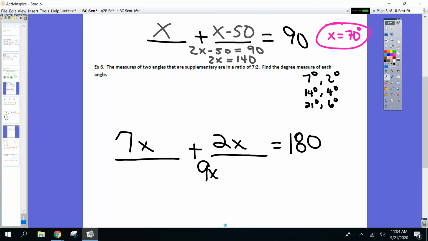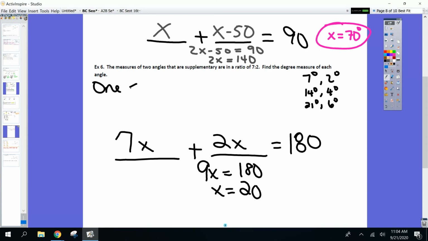9x equals 180. X equals, what do we end up here with? 20. Is that one of my angles, 20? No. That's what I'm multiplying 7 and 2 by to get the angles. So ready? Let's finish this.